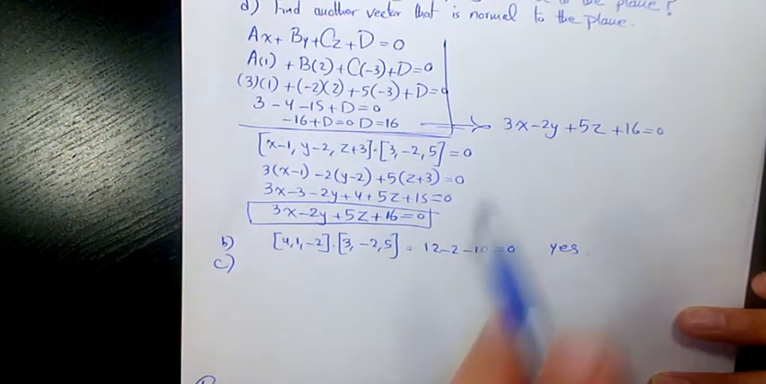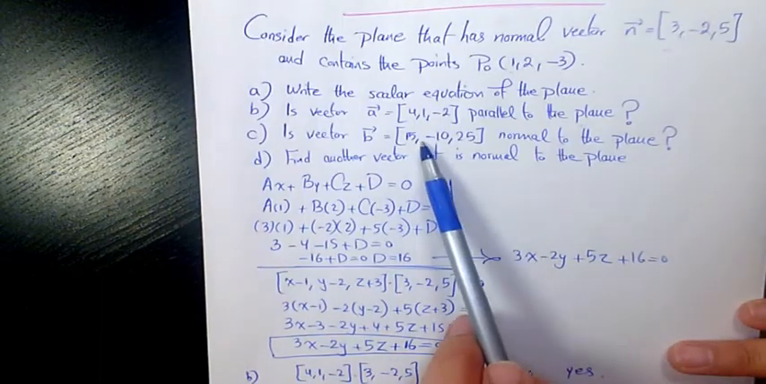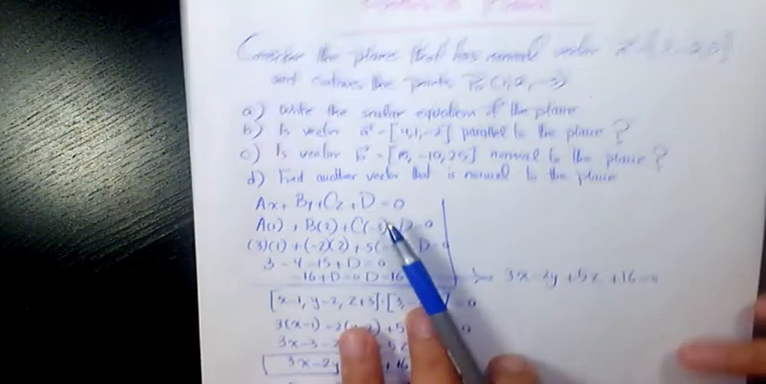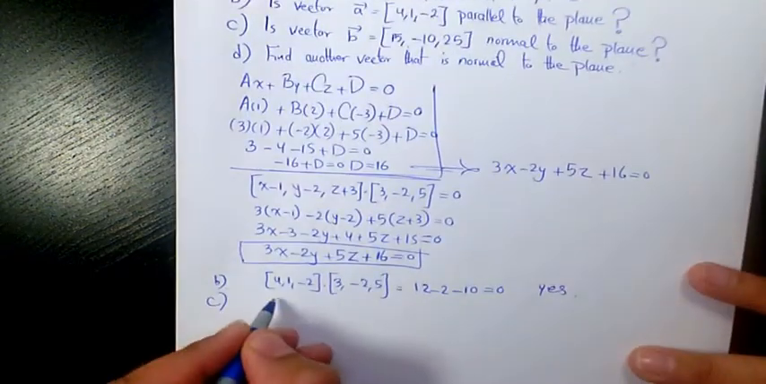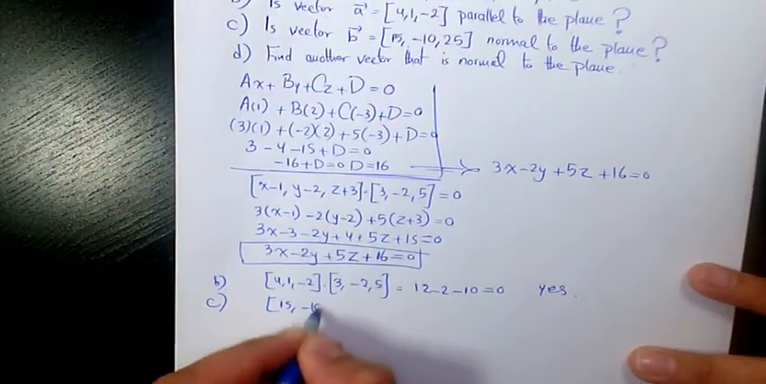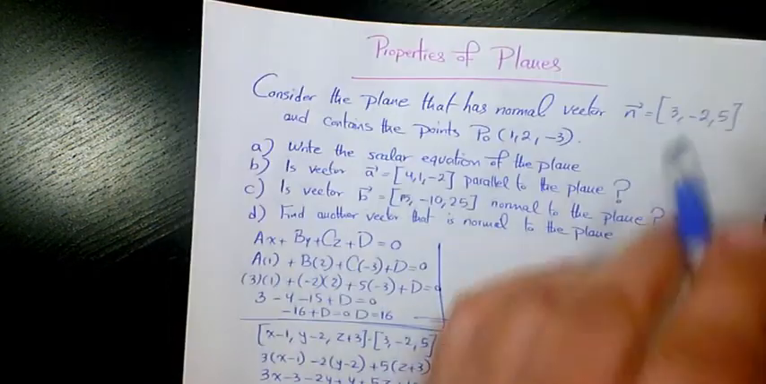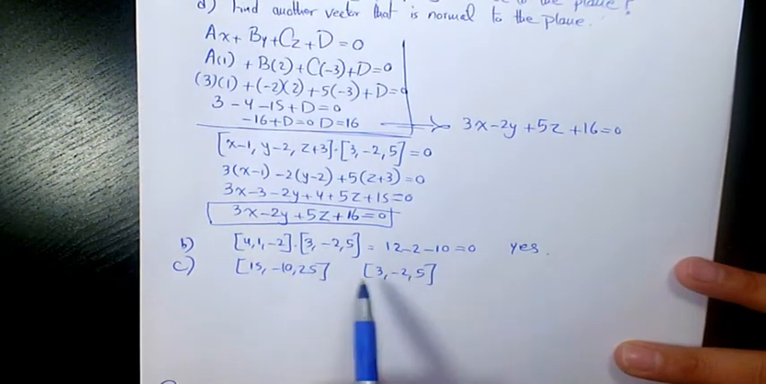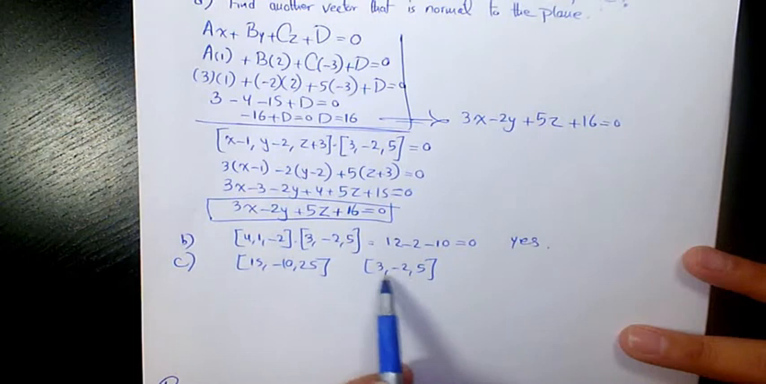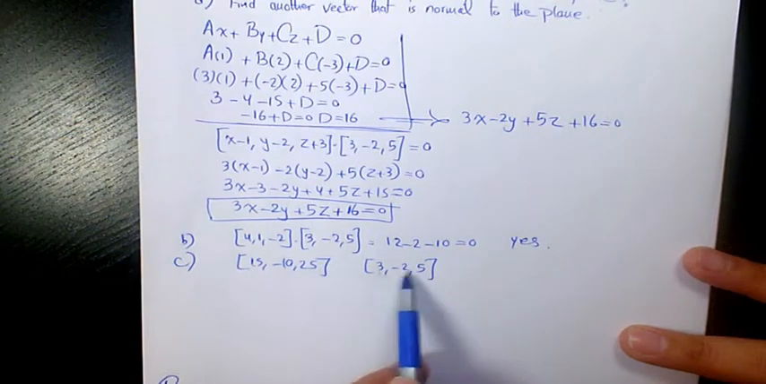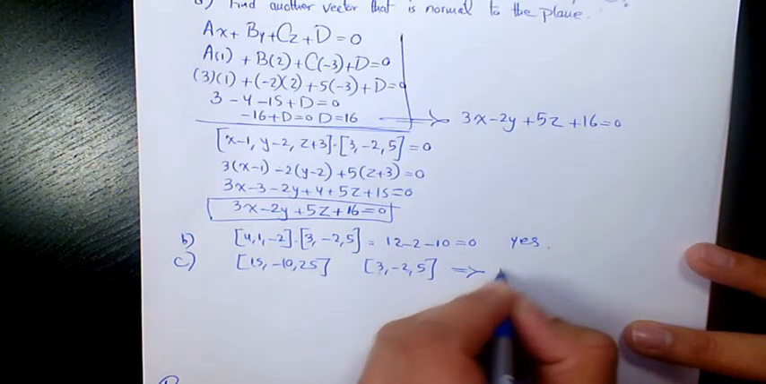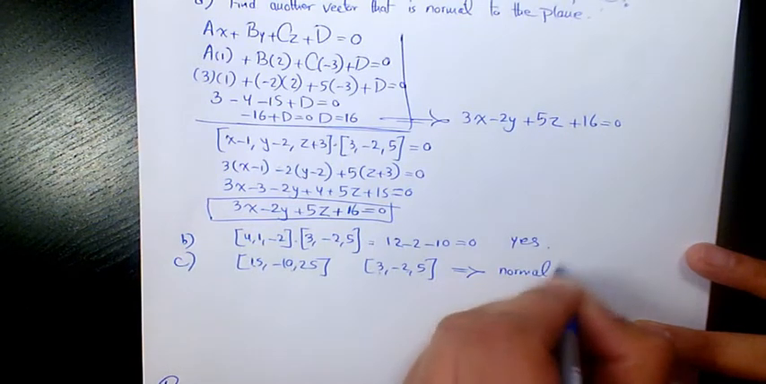C. Is vector 15, negative 10, and 25 normal to the plane? Normal to the plane, here we have, let me write it again, 15, negative 10, and 25. On the other hand, the normal vector is 3, negative 2, and 5. As you see here, if you multiply each component by 5, you get these numbers. So it means that, yes, that's normal to the plane.